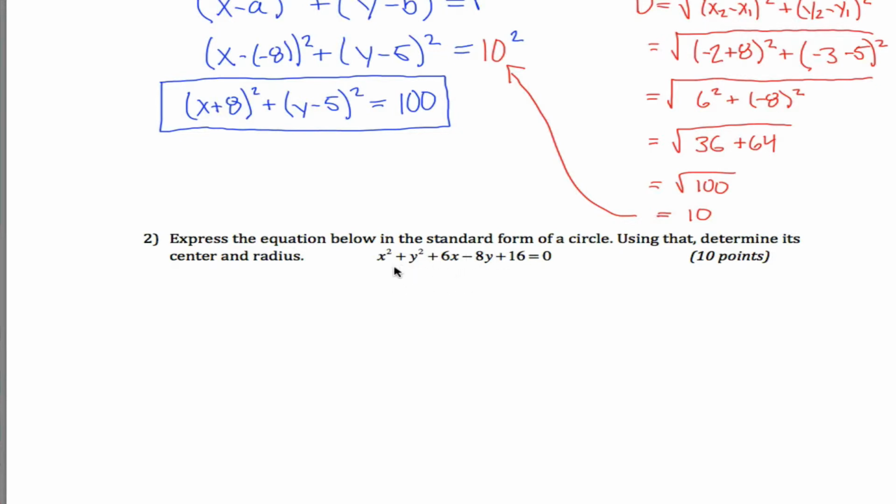Actually, you might be able to come up with some of it just from staring at this guy. But what the problem tells you to do is first express it in standard form. So do something algebraically so that this looks something like this. And that something you do is called completing the square.